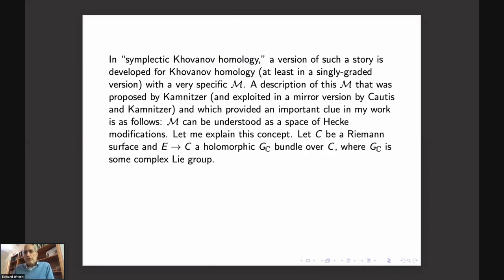So here, C is going to be a Riemann surface, and G for me is a compact gauge group. But when we discuss Hecke modifications, it's important to consider the complexification. So G sub C is the complexification of some compact Lie group G. And E will be a holomorphic G_C bundle over C.